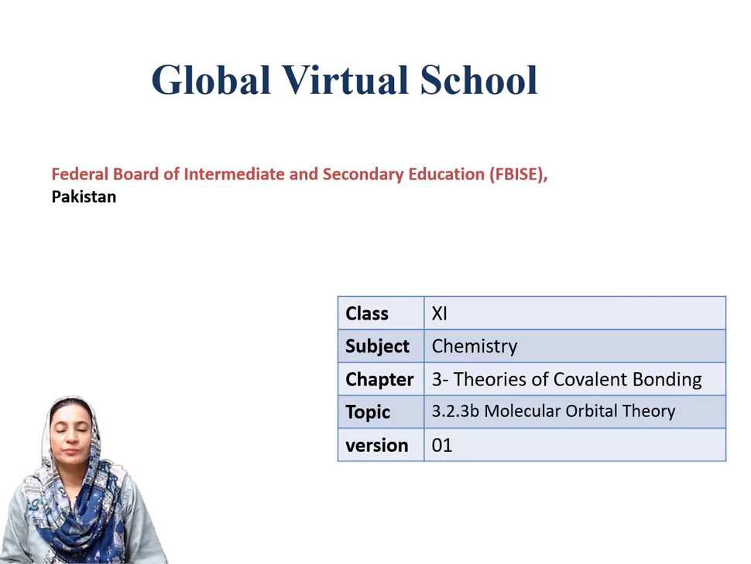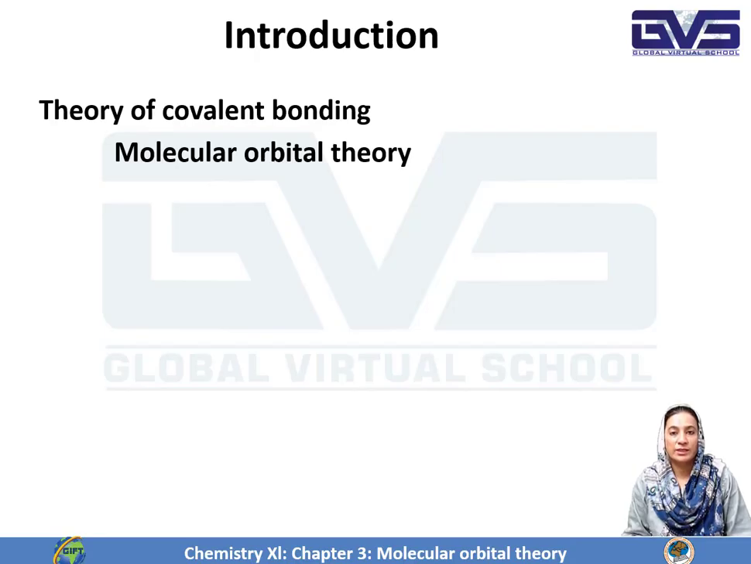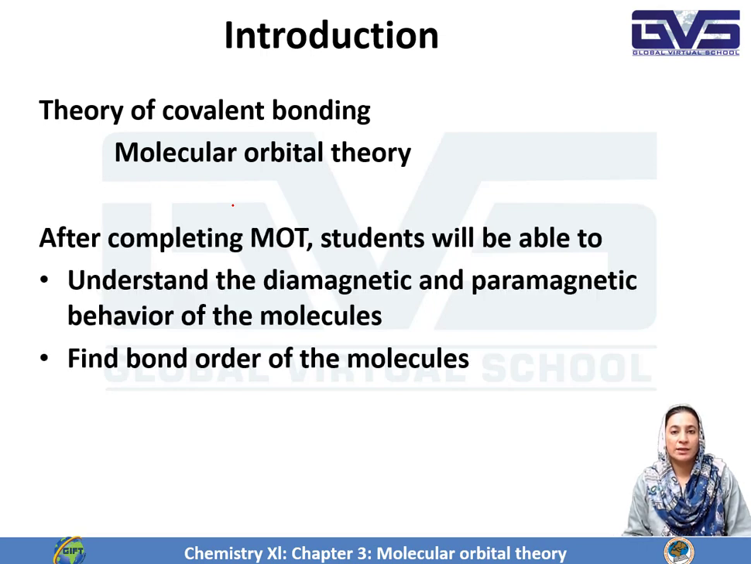I am Dr. Zalwano. The topic for today's discussion is molecular orbital theory from chapter 3, that is the theories of covalent bonding. Students, basically this chapter is the continuity of the previous lecture. In the previous lecture, that was also about molecular orbital theory, we discussed its postulates and some applications for smaller diatomic molecules. But after completing this topic, students, you will be able to understand the diamagnetic and paramagnetic behavior of some of the molecules.